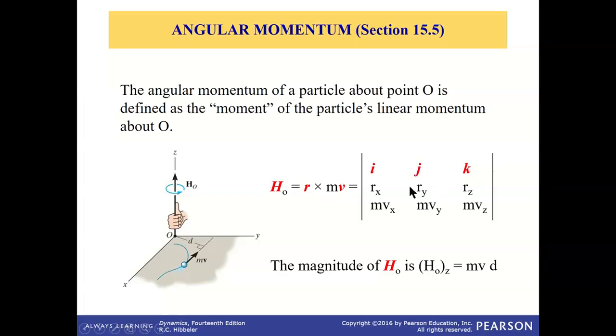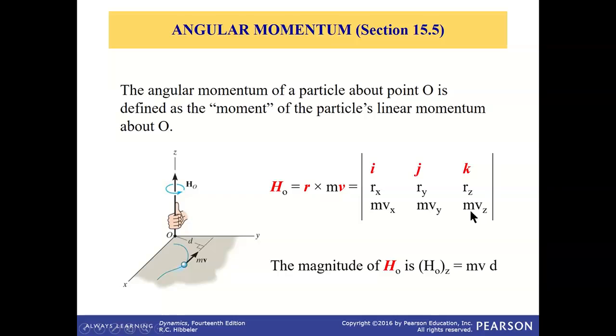The magnitude of the angular momentum can be determined using the determinant of a matrix, where the first row is i, j, k, the unit vectors in the direction of the x, y, and z axes. The second row has the three elements of the position vector in x, y, and z. And the third row has the elements of the velocity vector multiplied by mass in x, y, and z.